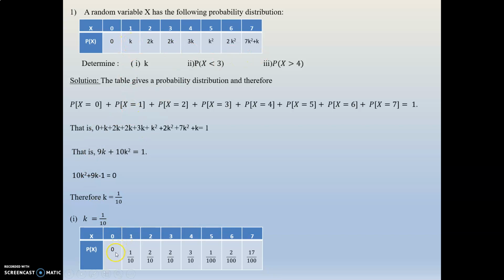So this will become 0, 1 upon 10, 2 upon 10, 2 upon 10, 3 upon 10, 1 upon 100, 2 upon 100, and 7k square plus k. After solving, you will get 17 upon 100.